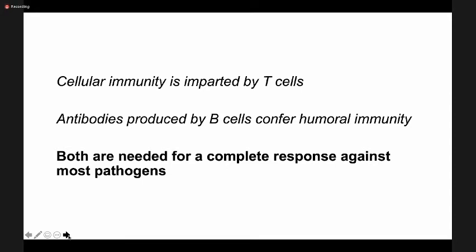So in summary, the take-home here is that cellular immunity is imparted by T cells, and we'll see the mechanisms of cell-mediated immune responses. And humoral immunity is imparted by B cells through the production of antibodies. They really do not work independently of each other. Both are needed for a complete response against most pathogens. We'll come to see how important that is and how they interact, how you cannot separate cellular immunity from humoral immunity.